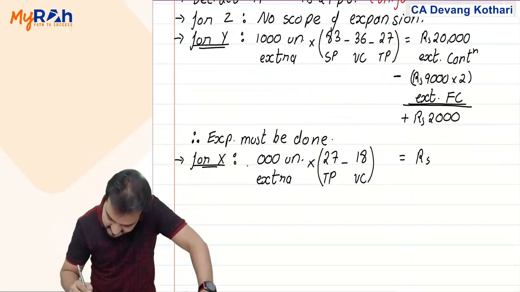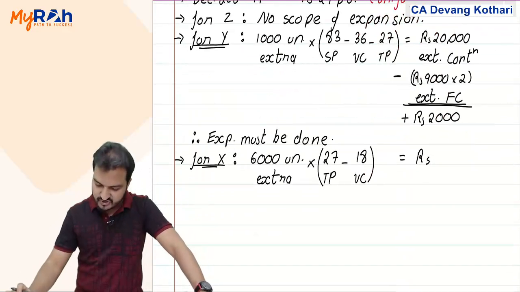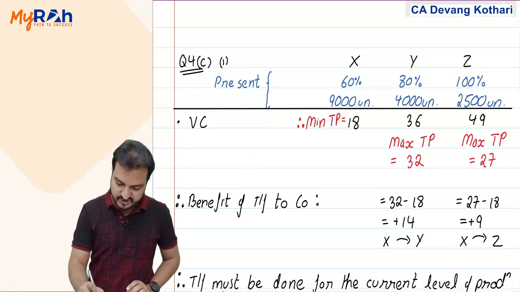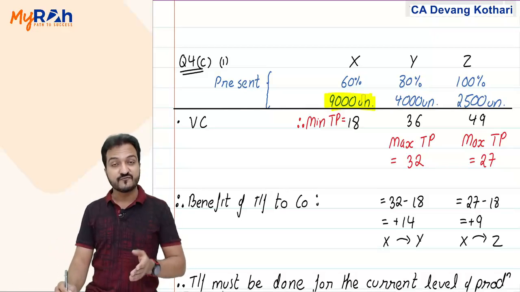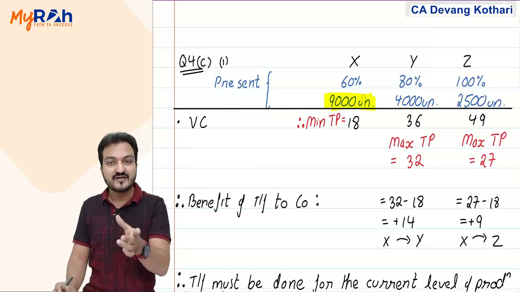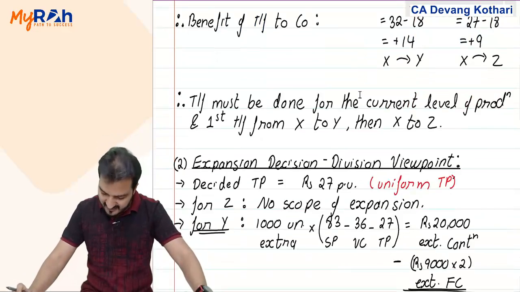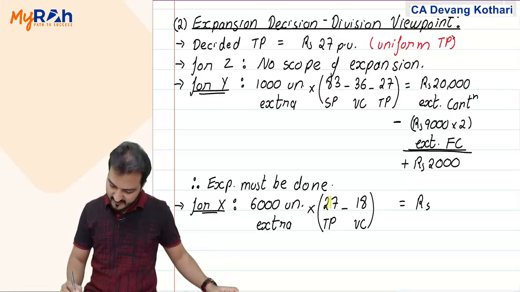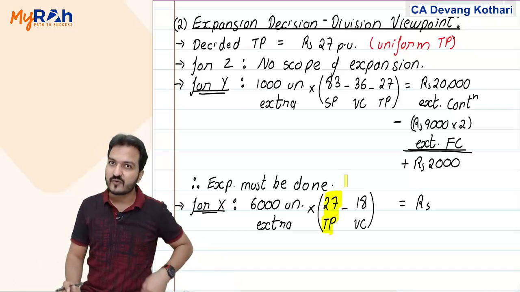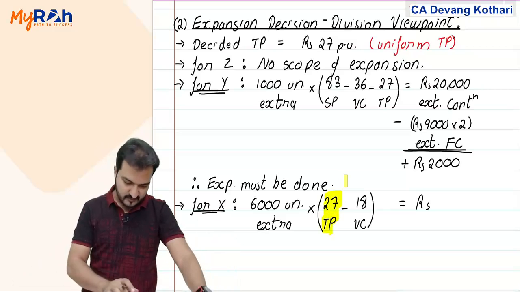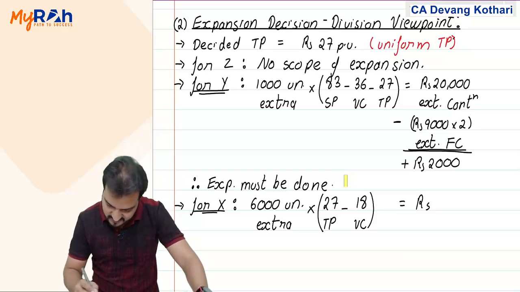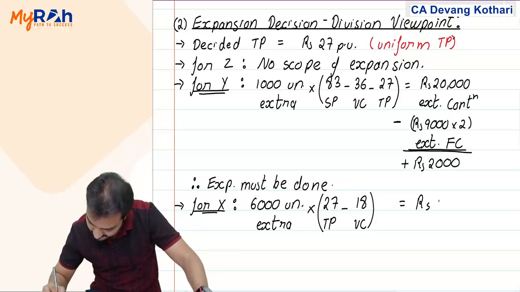Spare capacity in X right now is 6,000 units. Presently it is at 60%, 9,000 is the production. Full capacity of X was 15,000. So spare capacity in X is 6,000. Entire 6,000 of X can be taken by Y and Z at uniform transfer price of 27. So 27 minus 18, 9 rupees into 6,000 units, 54,000 rupees extra contribution he can get.